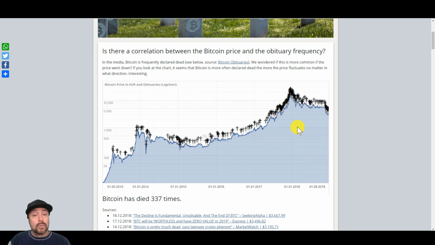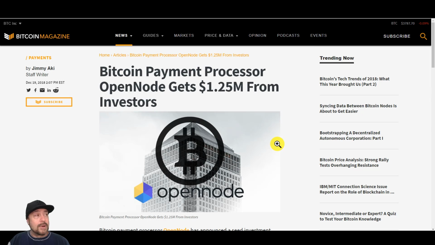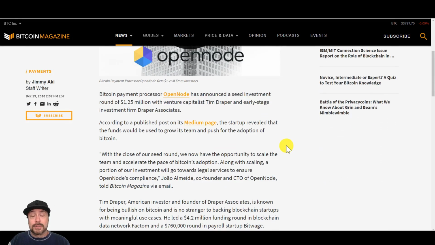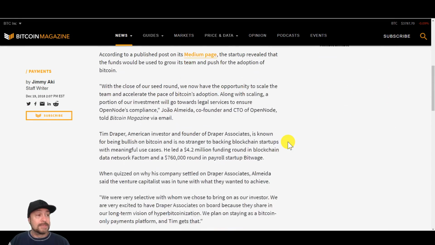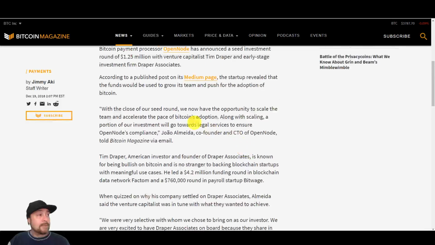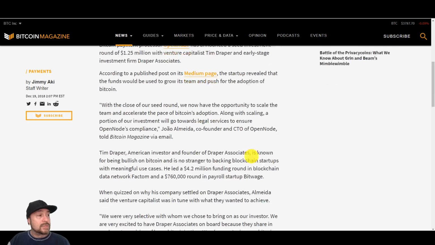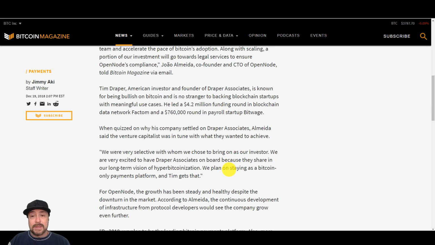What you need to do is look at what's going on fundamentally with Bitcoin. And you have things like this: Bitcoin payment processor OpenNode gets 1.25 million from investors. Why is this important? Because they're going to be a payment platform. This means they want to attack everything from Starbucks to buying homes, all that stuff. Tim Draper is behind this investment. This is the kind of stuff that you want to keep an eye on, because this doesn't get the headlines.